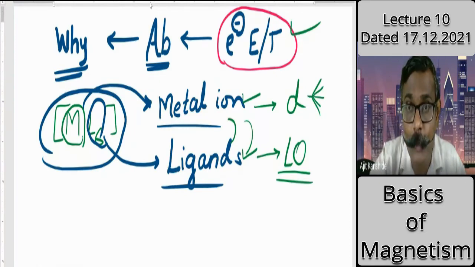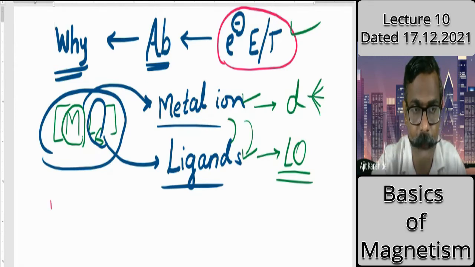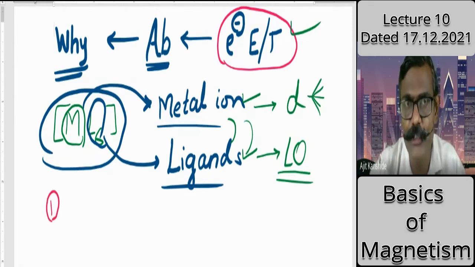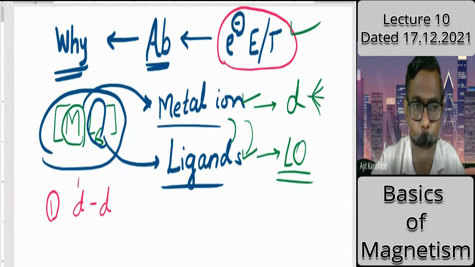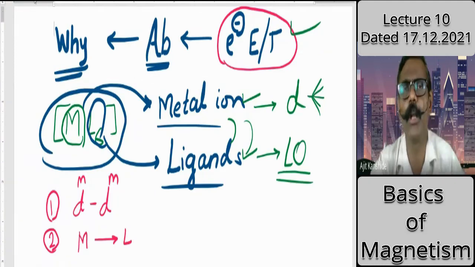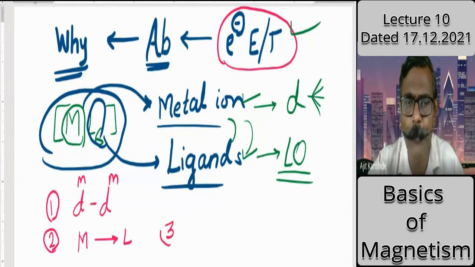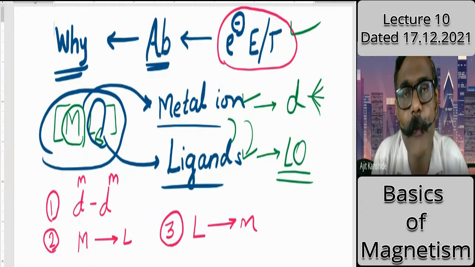So excitation of an electron may be possible by three means. The first, especially for transition series elements, is d to d, a d orbital from the metal to a d orbital from the metal. The second type of transition is from the metal d orbital to ligand orbitals, molecular orbitals from the ligand. And the third type of transition possible is ligand to metal. These are the three ways of transition.